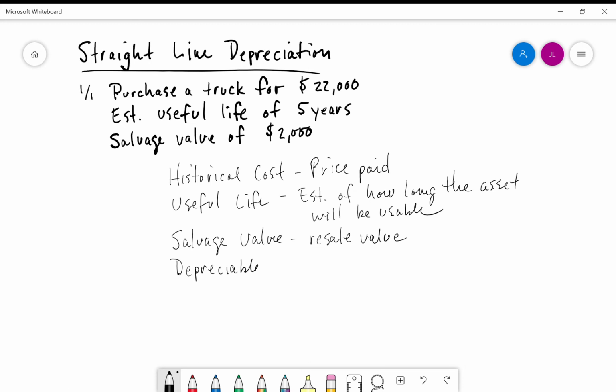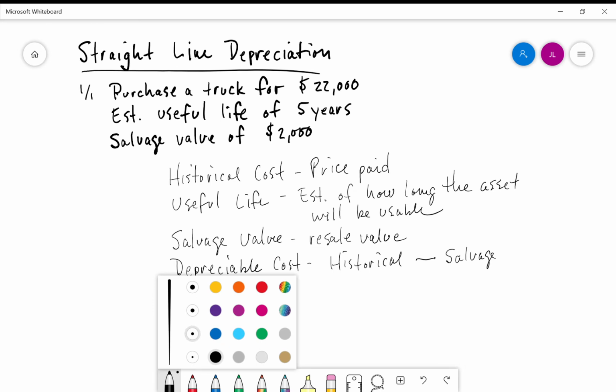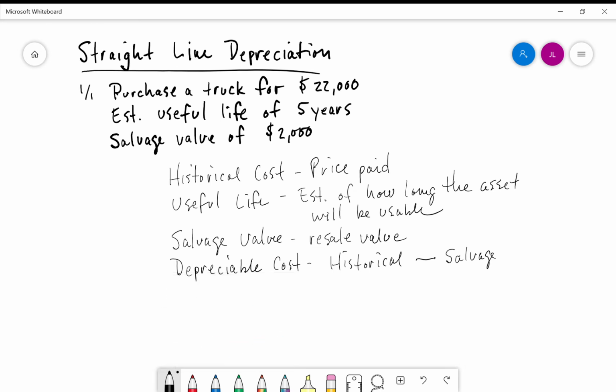And then the other thing we need to know is depreciable cost. Some people call this depreciable value. This is essentially the historical cost minus the salvage value. And what that tells us is how much we can depreciate this asset over its life.